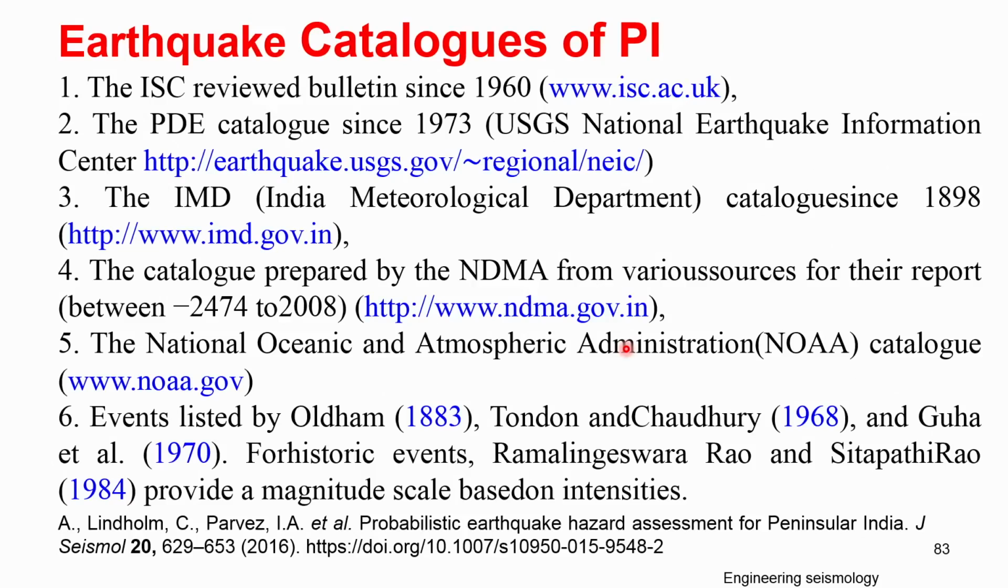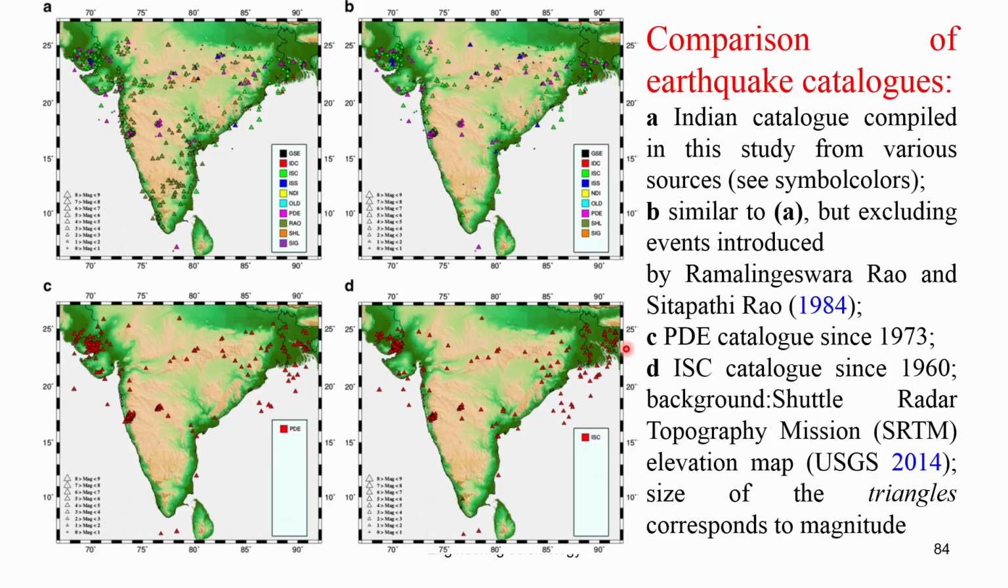So this data, if you study how it individually varies, you can see this plot. Plot A indicates the Indian catalog compiled in this study from various resources, where the data descriptions are given here. Plot B is similar to A but excluding the data introduced by Ramalingeshwara Rao and Sedupati Rao. That book I was telling you about yesterday, that data was excluded.